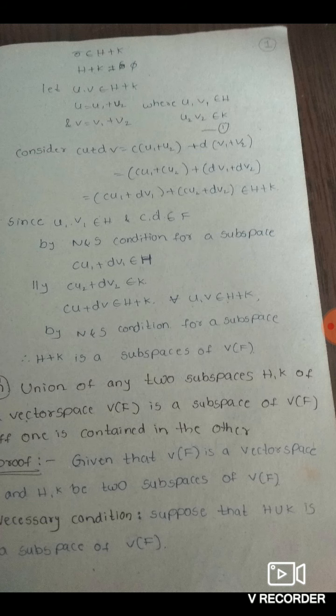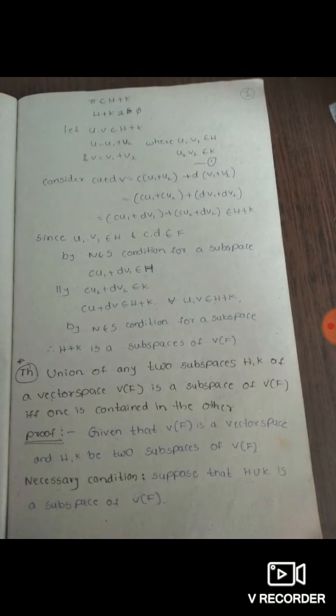The union of two subspaces h comma k of a vector space v of f is a subspace of v of f if and only if one is contained in the other. Then the union of any two subspaces h comma k, the union of two subspaces of a vector space v of f is a subspace of v of f if and only if one is contained in the other.